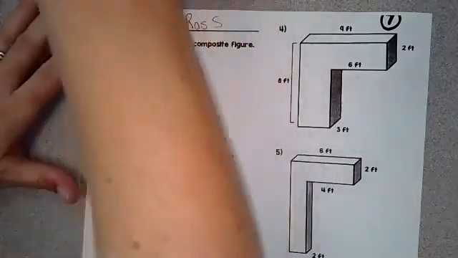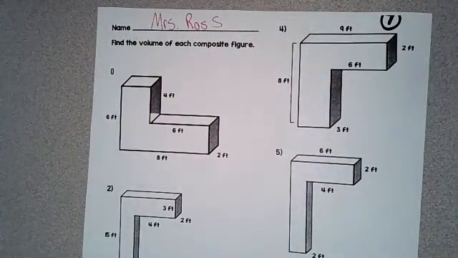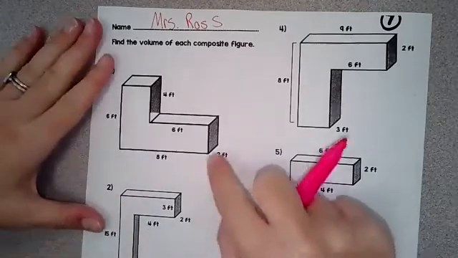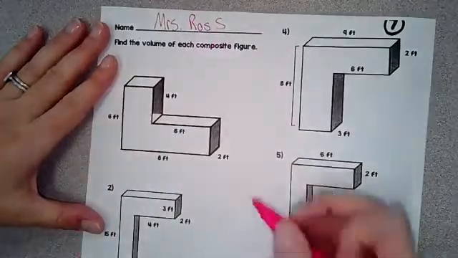So I'm going to use my highlighter, and I want you to do the exact same thing as me. I want you to use a highlighter or a crayon or something along those lines, and you are going to highlight, I like to call them the stair steps on this figure. Okay, so see how this is kind of like a stair? You can go up like a stair, okay?